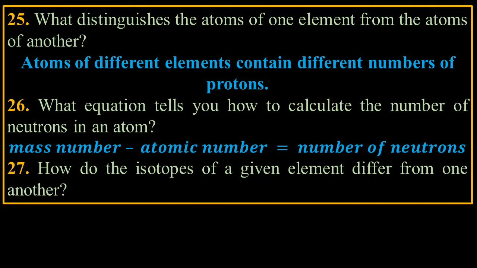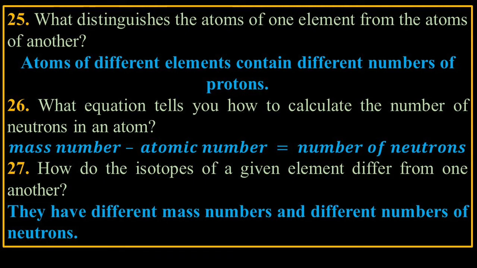How do the isotopes of a given element differ from one another? Well, one element differs from another element in number of protons. With isotopes, it's the number of neutrons. They have different mass numbers and different numbers of neutrons.